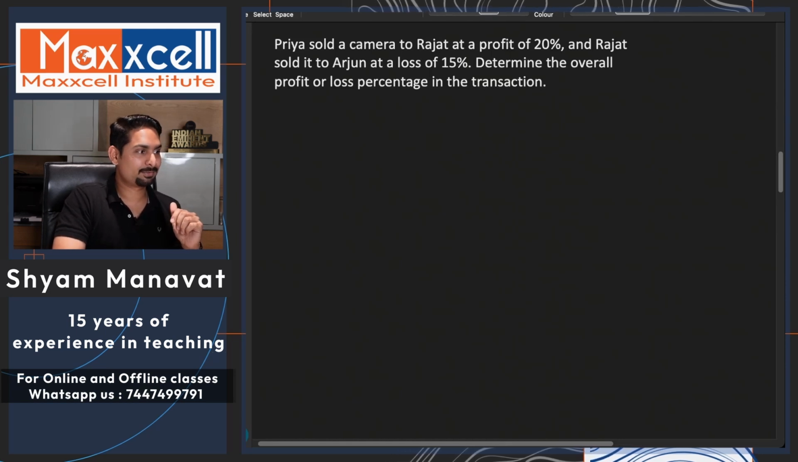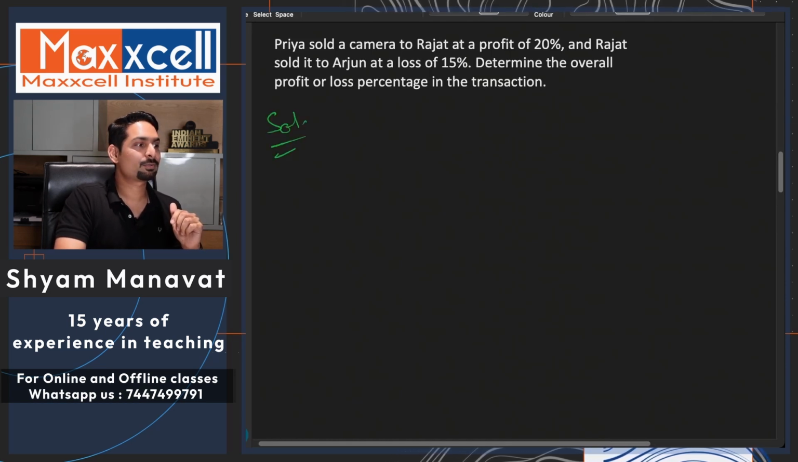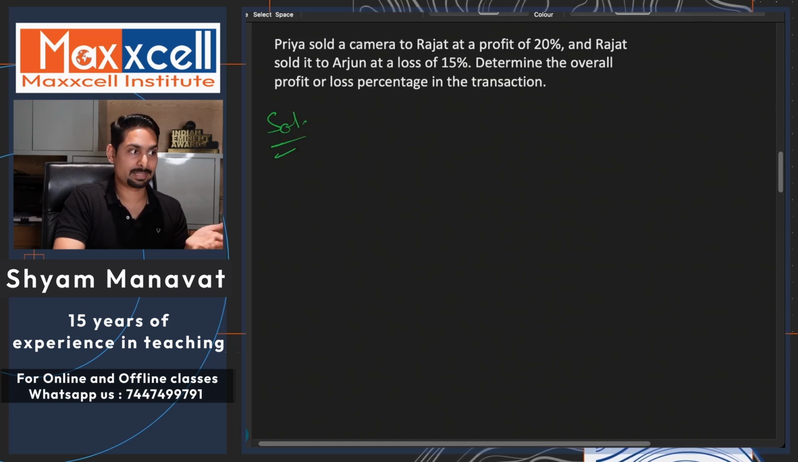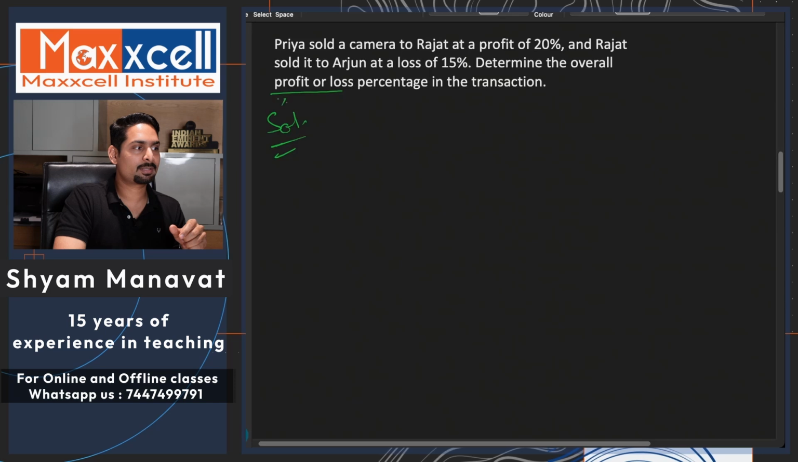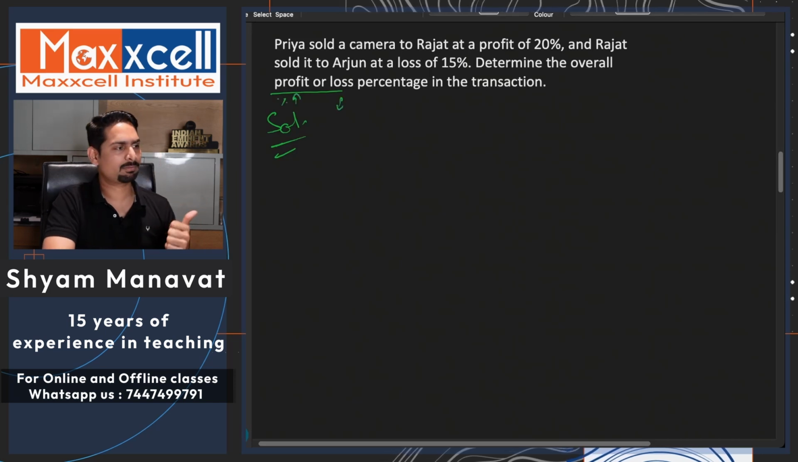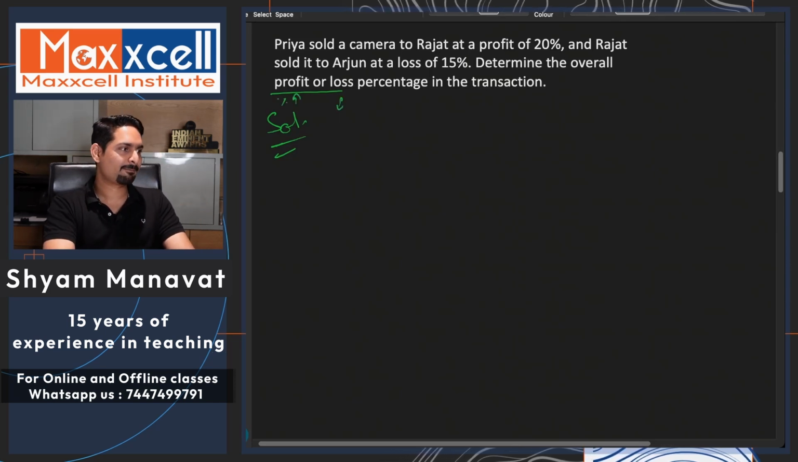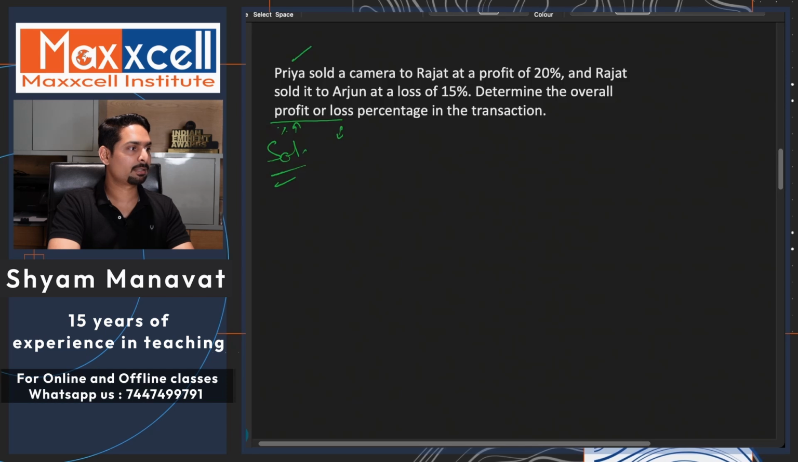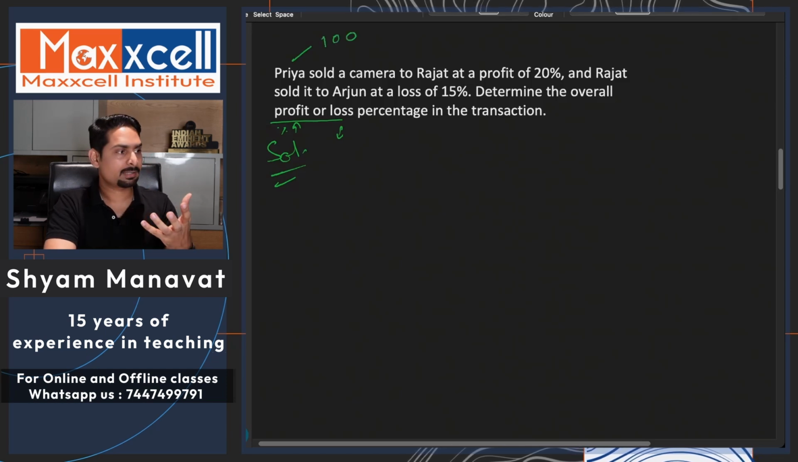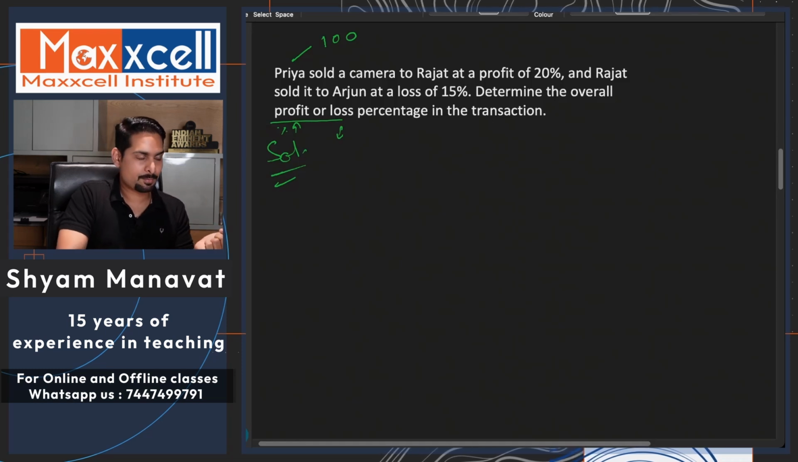The solution here: Priya sold a camera to Rajat at a profit of 20%. Then Rajat sold it to Arjun at a loss of 15%. Determine the overall profit or loss percentage, or I will say determine the overall increase or decrease percentage, one and the same thing. In the same way, the entire question is in percentage and the options are also in percentage, so we can assume some value. Let's say Priya bought it for 100 rupees.